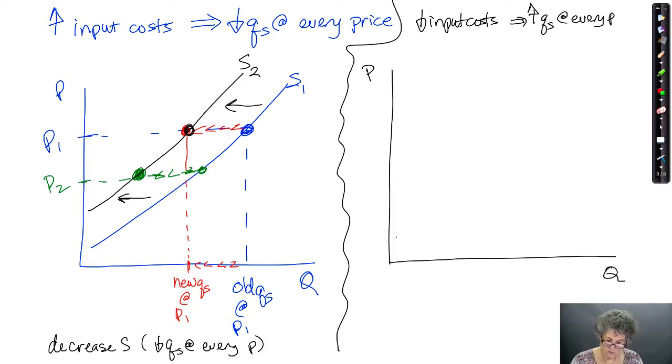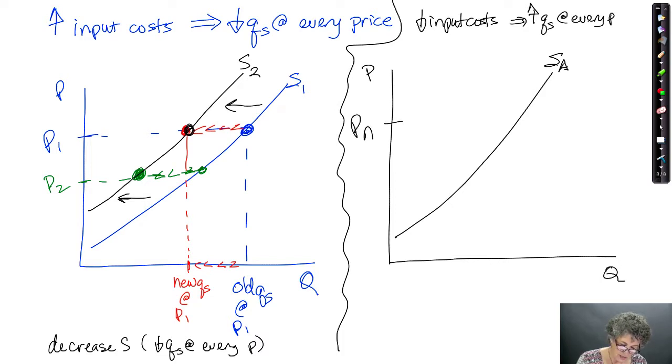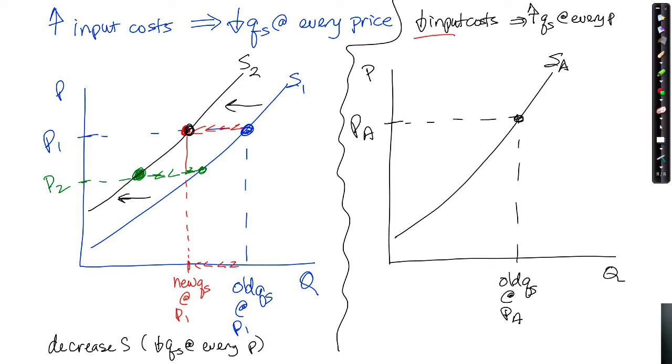So here's price on the vertical, quantity on the horizontal. My initial supply curve S sub A, just to make it different. Choose some price P sub A, go over to the supply curve, go down. There's your old quantity supplied at a price of P sub A. And now, as a result of input costs getting cheaper, the businesses would want to produce and sell more frozen yogurt at a price of P sub A. And so there would be a new higher quantity supplied at that price P sub A.